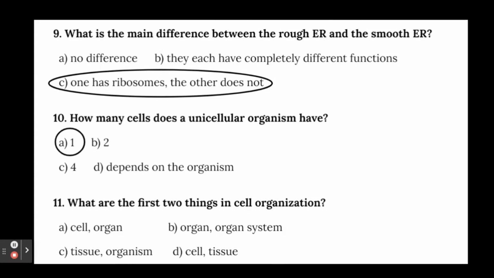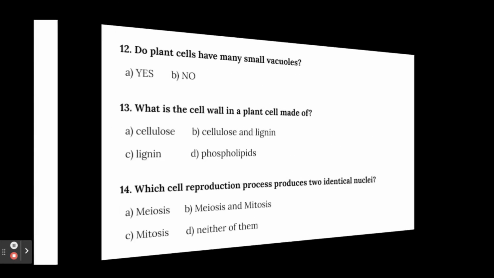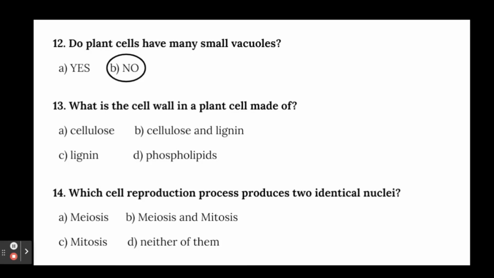All right, 11. What are the first 2 things in cell organization? So that chain we were talking about. The first 2 is D, a cell, and then many cells make tissue, and then many tissues make organs, and so on and so forth. All right, number 12. Do plant cells have many small vacuoles? The answer is B, no. It only has one central vacuole, while animal cells have many small vacuoles.